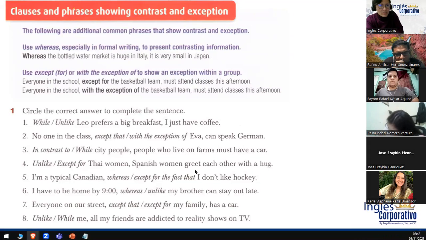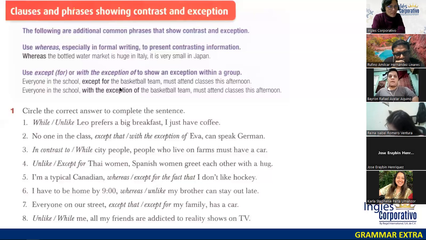Now, over here, guys, it gives you examples. Aquí le da ejemplos. It says, the following are additional common phrases that show contrast and exception. O sea, ya vimos nosotros, ¿verdad? Unos ejemplos. Pero, whereas, especially in formal writing, we use it to present contrasting information. Whereas es más formal de las que ustedes han estado utilizando, como unlike, while, ¿verdad? Luego tenemos acá except for or with the exception of. We use them to show an exception within a group.